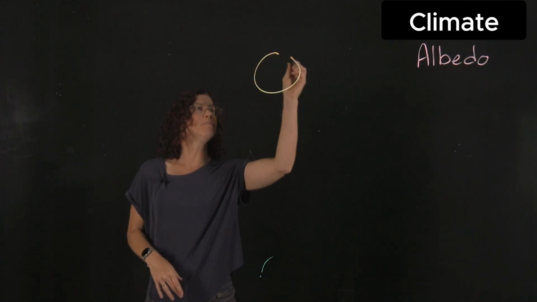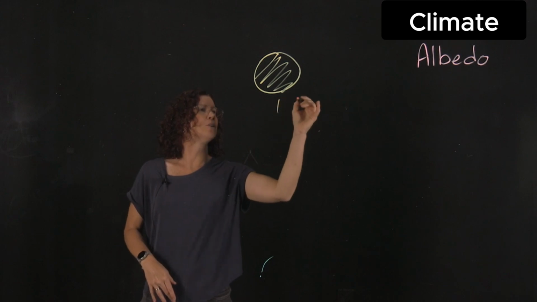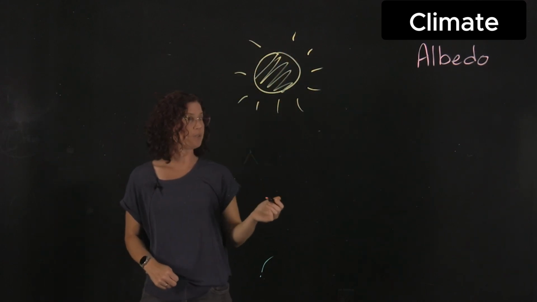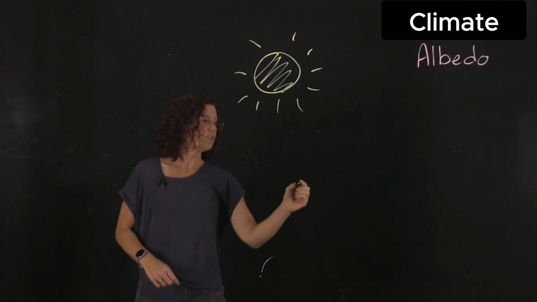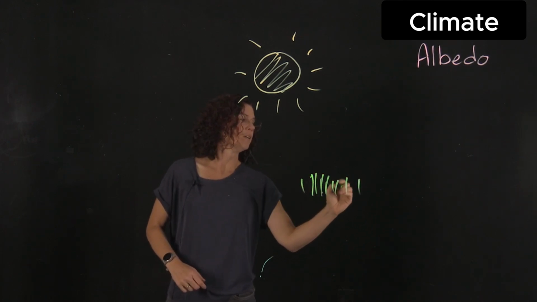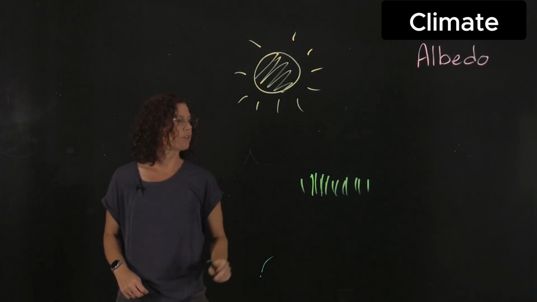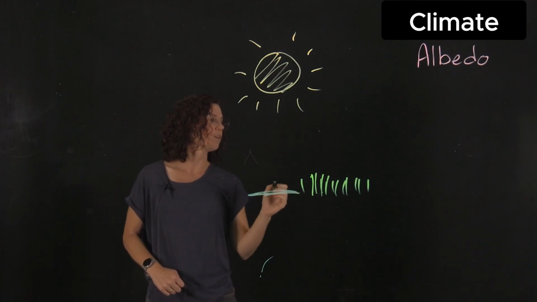We have the sun, right? And we have the sun reflecting or radiating energy onto the Earth. And we have different things on the surface of the Earth. So one thing we might have on the surface of the Earth is some forest and grass type areas that I'm going to show here in green. And we could also have water. We know a lot of our surface of the Earth has water.